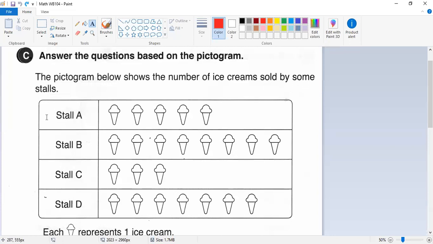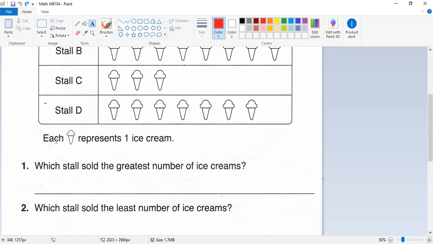And how many stalls are there? There's 4. 1, 2, 3, 4 stalls. Stall A, stall B, stall C, stall D. Every time we see a picture of ice cream, that means that they sold 1 ice cream. Too easy. Let's do number 1. Which stall sold the greatest number of ice creams?